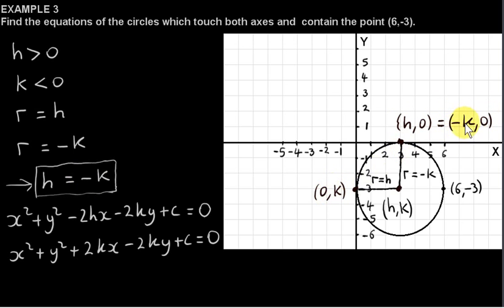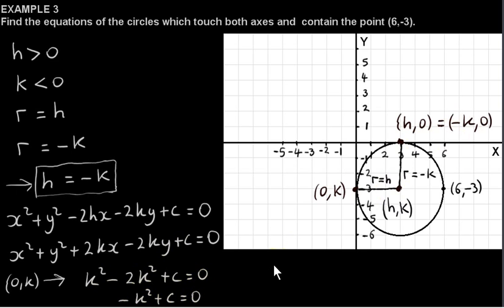So we can plug these 2 points into the general equation of a circle. So let's plug 0, k into this simplified form of the general equation of a circle. So 0 goes in for x, k goes in for y. If we put 0 in for x, we get 0 squared plus k squared plus 2 times k times 0. This term will go out. Putting k in here will give us minus 2k times k, or minus 2k squared, plus c equals 0. We can simplify this down to minus k squared plus c equals 0.